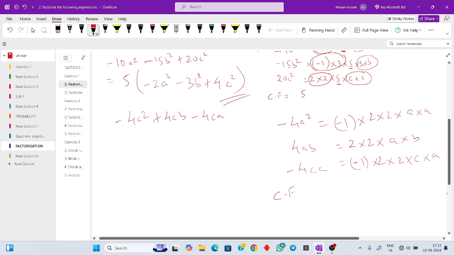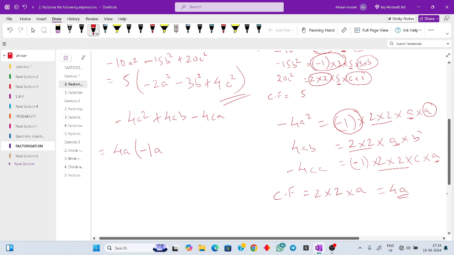So the common factor will be these twos are common. That is 2 multiplied 2. And also 1a is common in each term. So we'll write 1a also. So the common factor is 4a. So we'll write here 4a and start a bracket. Now what is left here? Minus 1 is left and also 1a is left. So minus 1 multiplied a is minus 1a.